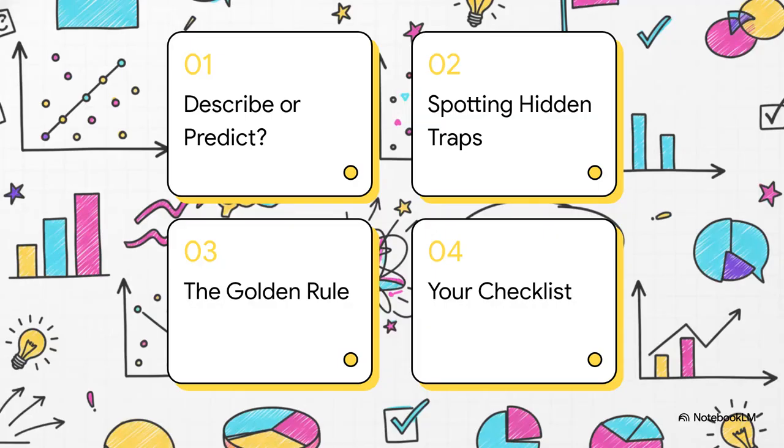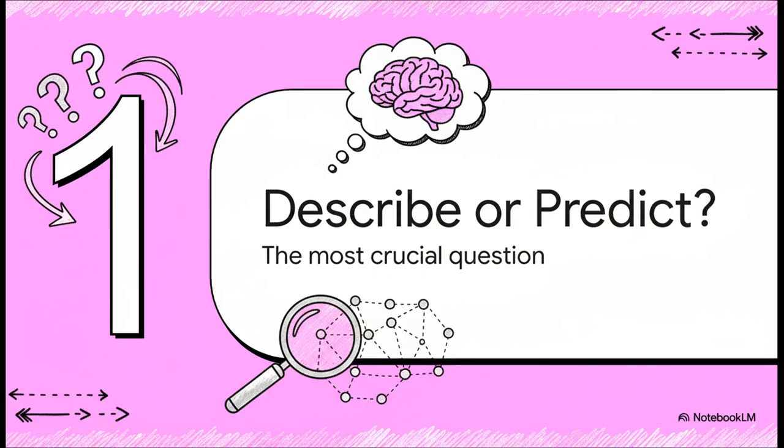So here's our game plan. Think of it as a diagnostic funnel to get you to the right answer fast. First, we'll nail that crucial decision: are we describing something or are we predicting something? Then we're going to learn how to spot the hidden traps examiners love to set. I'll give you the ultimate golden rule to live by, and we'll wrap it all up with a rapid-fire checklist to make sure it all sticks. Okay, let's get into it.